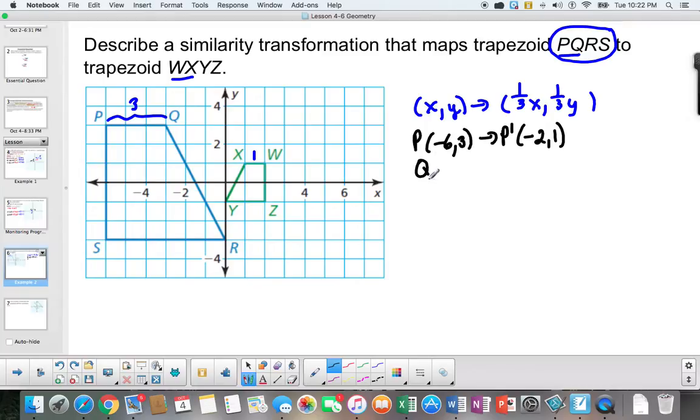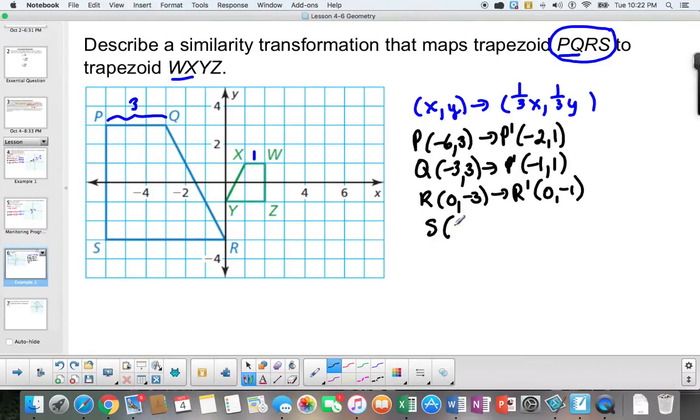and then I have Q, and that's going to be (-3, 3), and then multiplying by 1/3, it's (-1, 1), and then R is (0, -3), so R prime will be (0, -1), and then S is (-6, -3), and that'll become S prime (-2, -1). Let's go ahead and plot these. (-2, 1), (-1, 1), (0, -1), and (-2, -1).